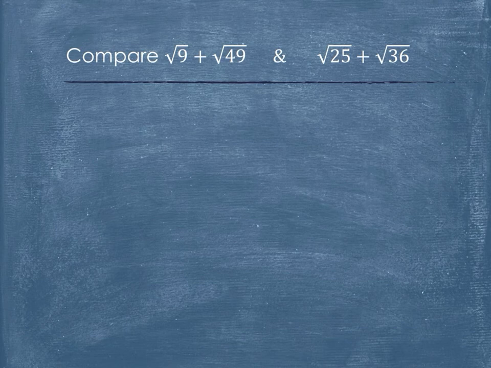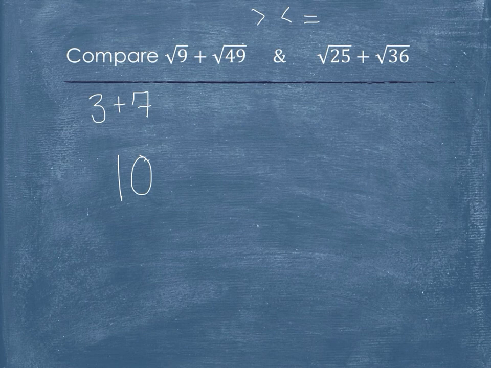Last thing I want to do is compare. Remember, compare means greater than, less than, equal to. So I take the square root of 9. 3 times 3 equals 9, so the square root of 9 is 3. 49, 7 times 7 is 49, so the square root of 49 is 7. 3 plus 7 is equal to 10.